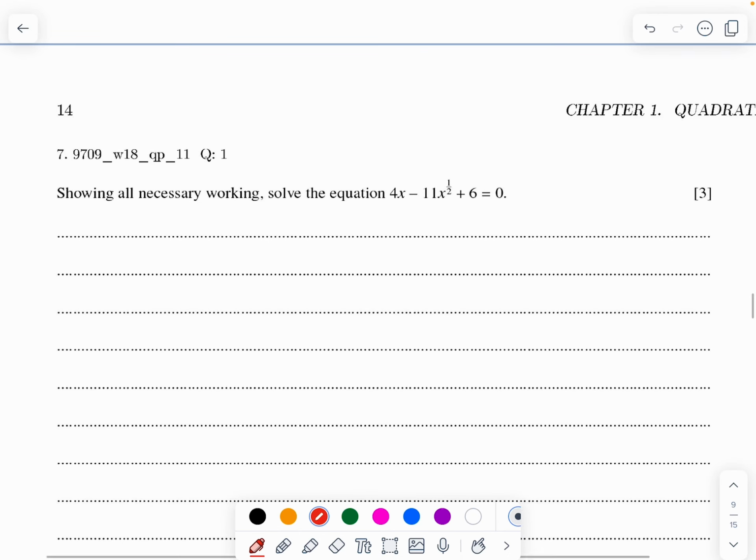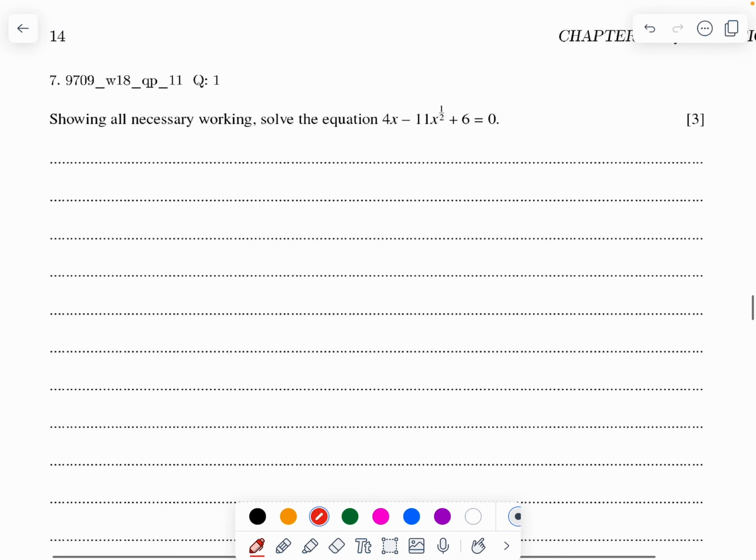Next, show all your necessary working to solve this equation. So what am I going to do for this one? I am going to do the substitution.